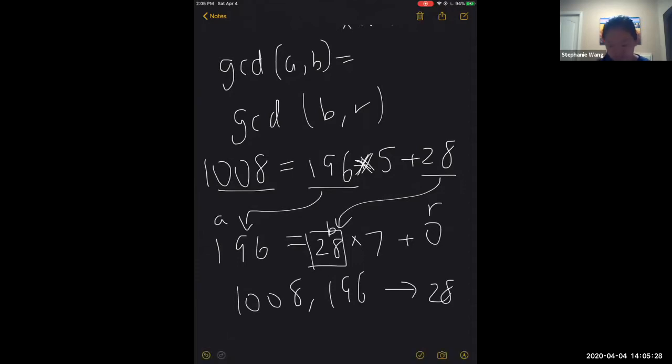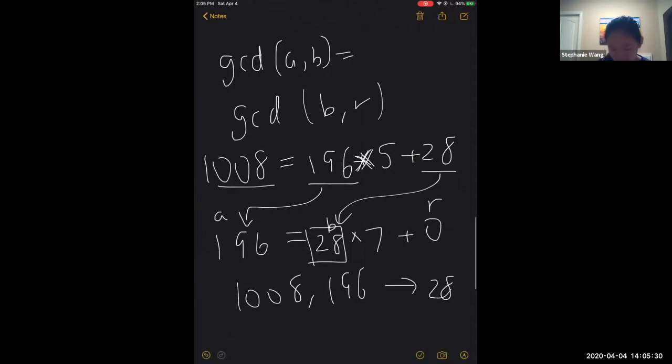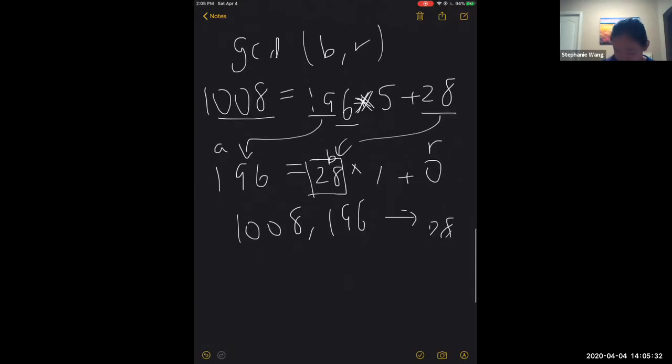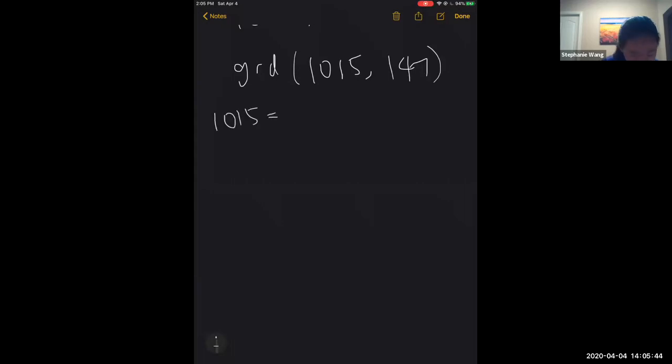Just for another example of the Euclidean algorithm, because I know it can be kind of confusing, let's say we want to find the GCD of 1015 and 147 using the Euclidean algorithm. Then we can do 1015 equals 147 times 6 plus 133. So we have a, b, and r here.